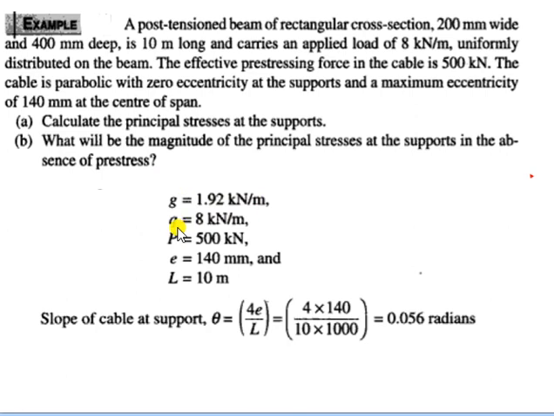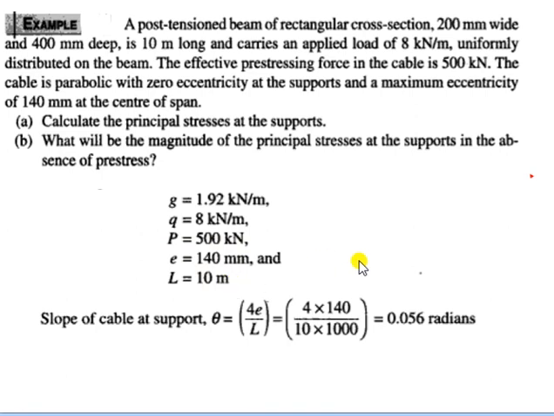Q is the live load, which is given as 8 kilonewton per meter in the form of UDL. P is the effective pre-stressing force acting in the cable, 500 kilonewton. Eccentricity e is 140 millimeter and L is 10 meter.